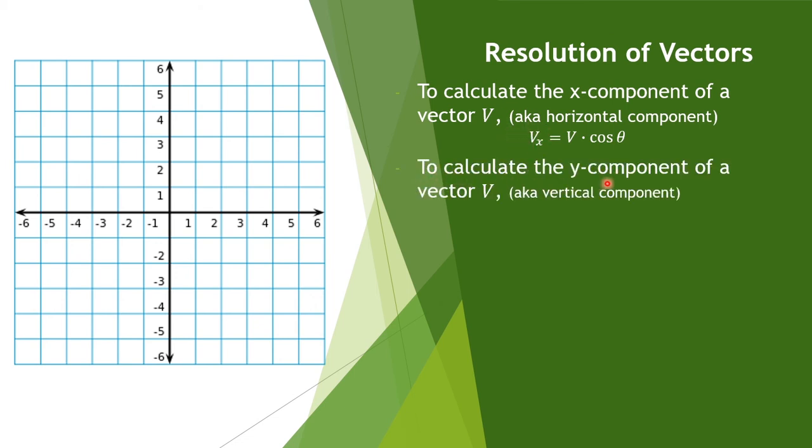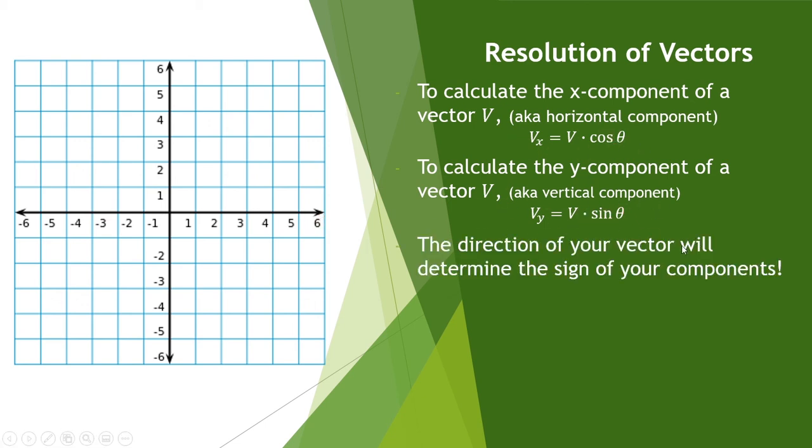And to calculate the y component of a vector v, also known as the vertical component, it's just this. The y component is equal to the magnitude of the vector times sine theta. And theta is, again, the angle it makes with the x-axis. That's it. These two equations, that's it. The direction of your vector will determine the sign of your components.